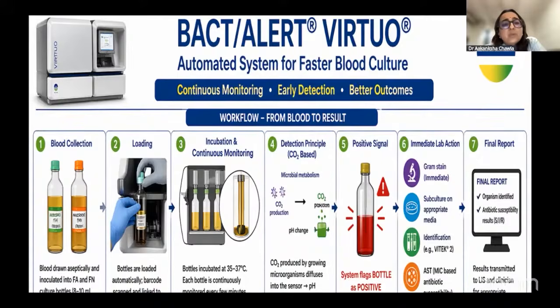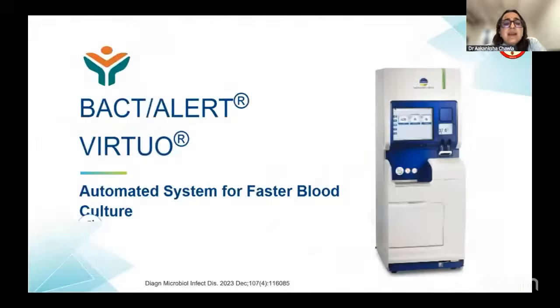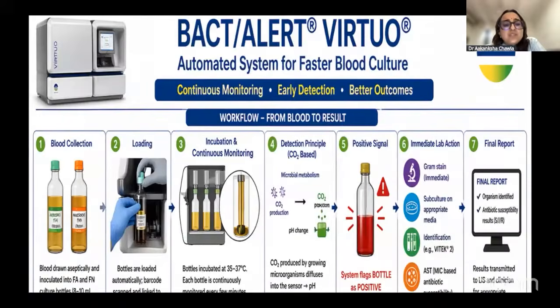Now, since we are talking about the automated system, this is one of the automated systems, the BACTEC Alert Virtuo system. This is the latest BACTEC Alert Virtuo system which is used. Once the lab receives this, the bottles are loaded onto this machine and incubated at 35 to 37 degrees Celsius. And these bottles are monitored by the machine every few minutes. Once there is a positive signal which reflects on the screen, the bottle is removed.